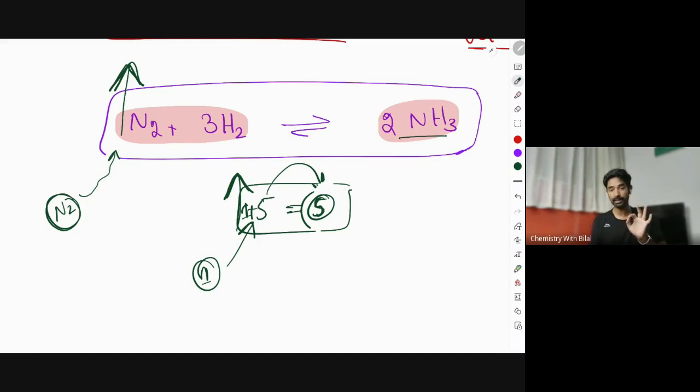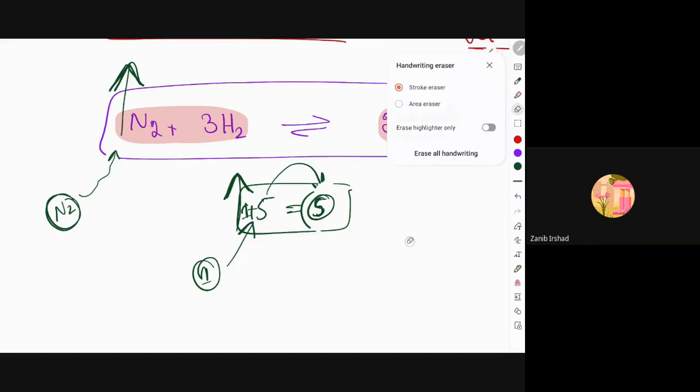So you need to check which side has low concentration. Equilibrium always goes to that side. Make sense, everyone? Please say yes. Yes. Yes, sir.